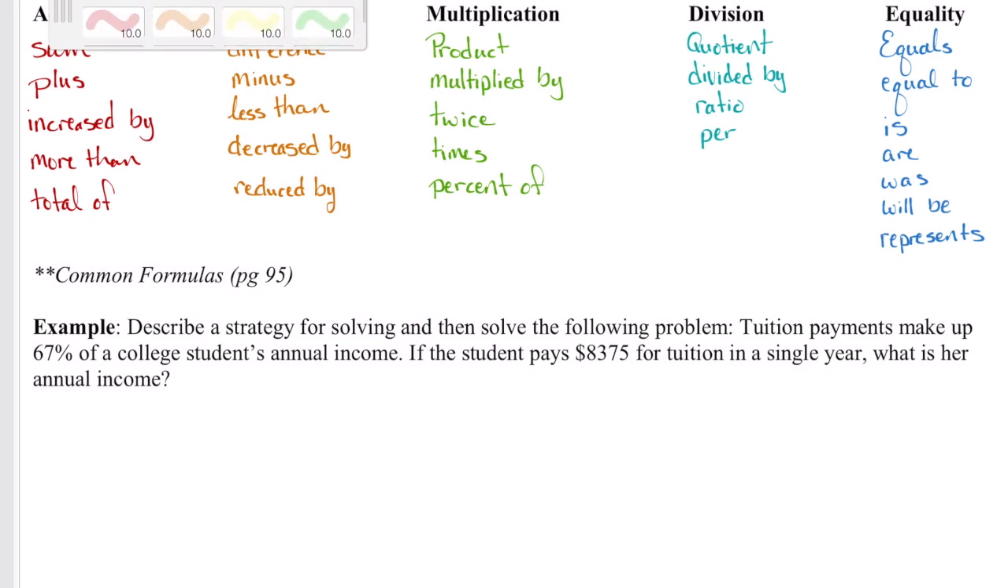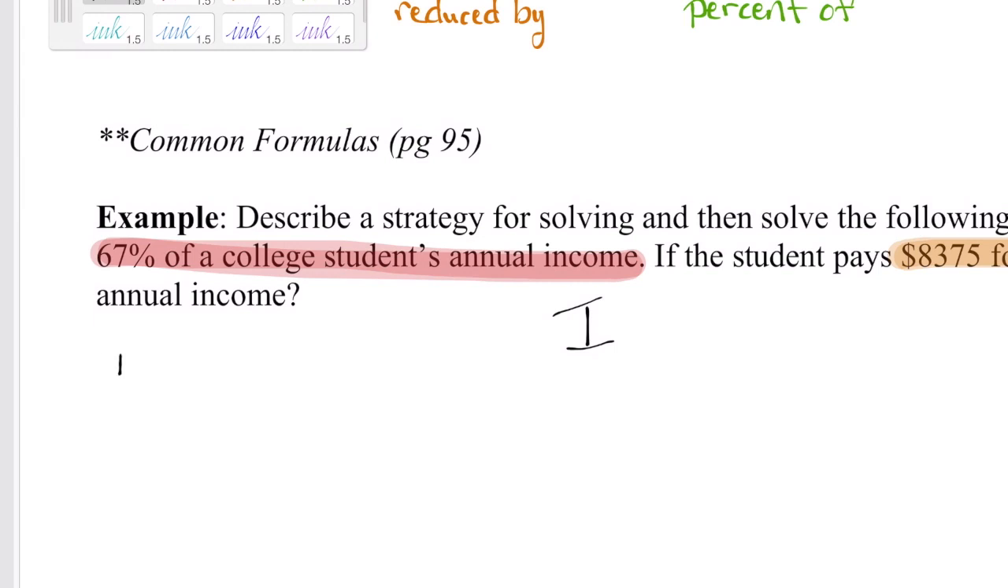So I'm going to highlight my keys. I know 67% of her total income is made up of the tuition payments, and I know the tuition payment is 8,375. So in order to find 67% of something, I would multiply that something by 0.67. So I'm taking her income. I don't know what her income is, so I'm going to say I is income. And typically, anytime we're doing a variable, you want to say what it is. So I is income.